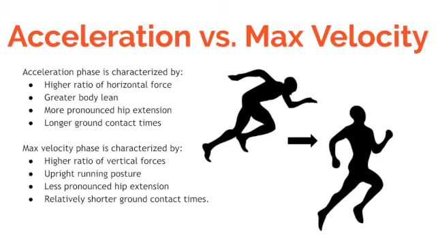After transitioning to the maximum velocity phase, athletes will typically assume a more upright running posture with less hip extension and relatively shorter ground contact times. With that being said, we must aim to develop each phase of the sprint by implementing strategies that will yield specific adaptations in order to positively influence either aspect of our athletes' speed development.